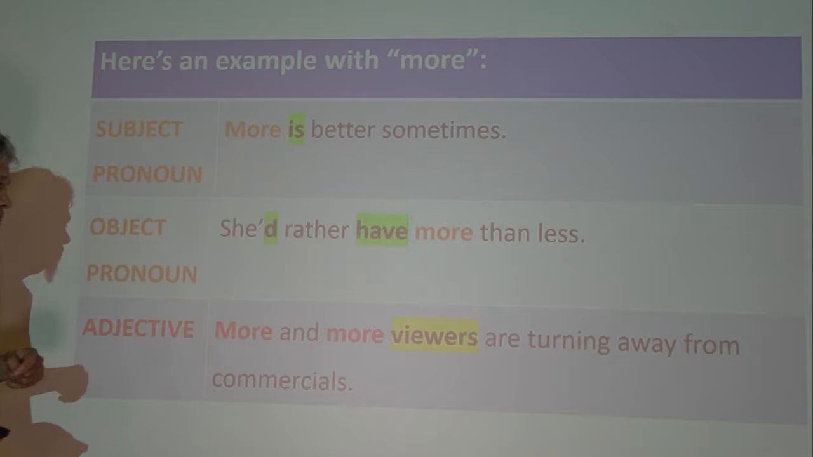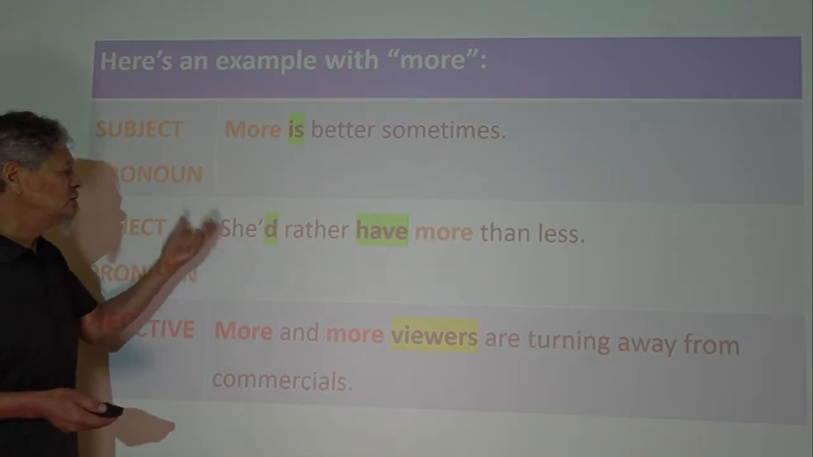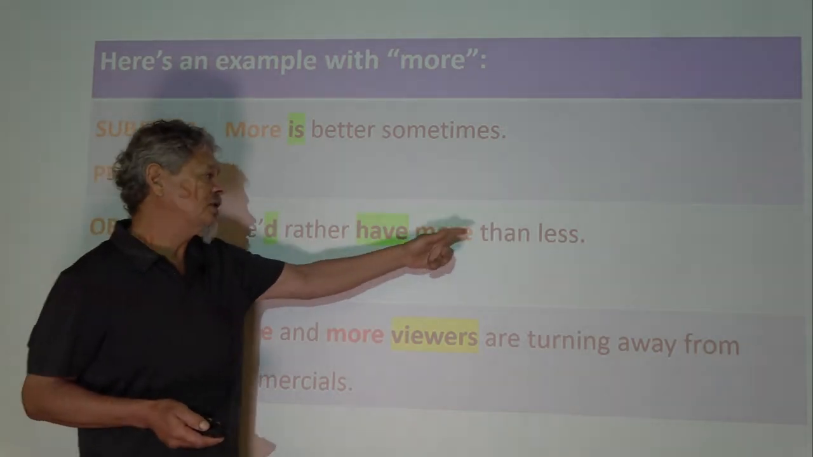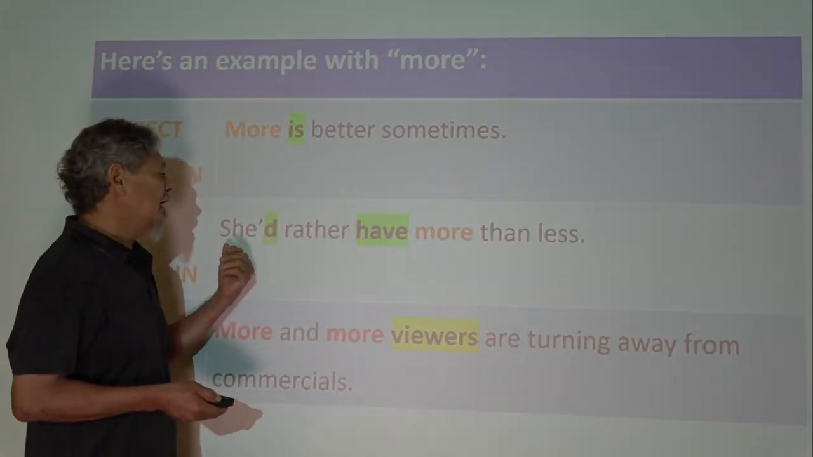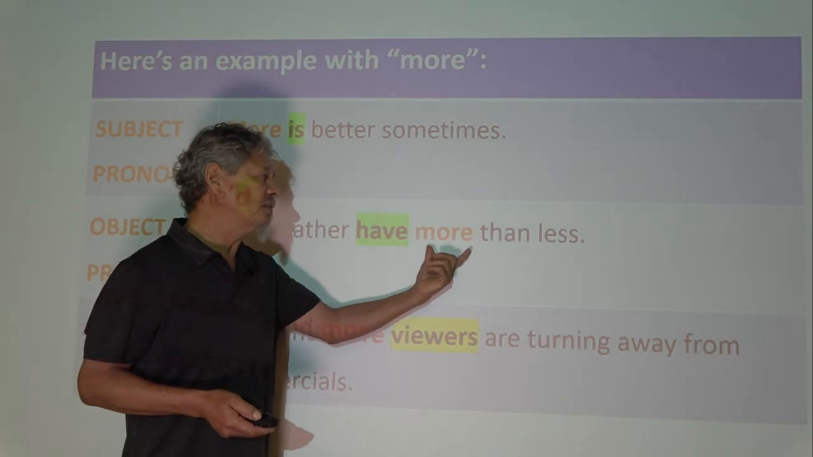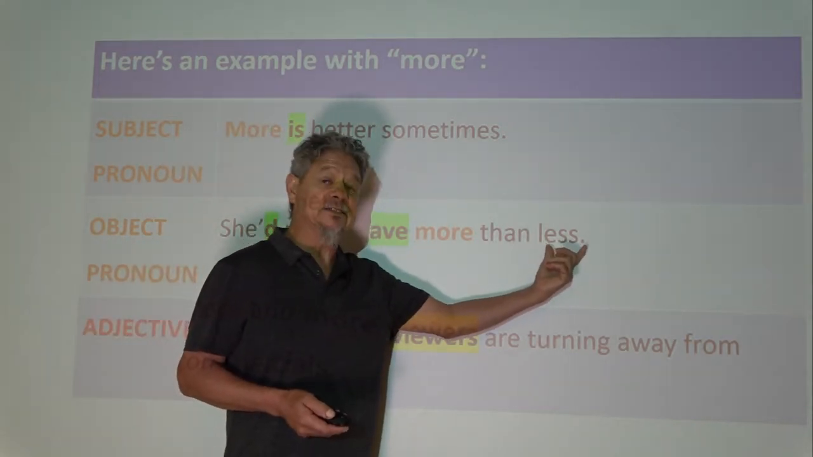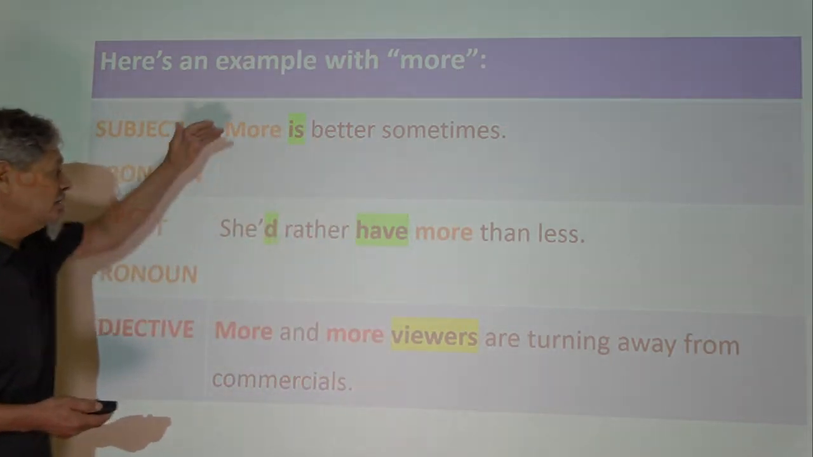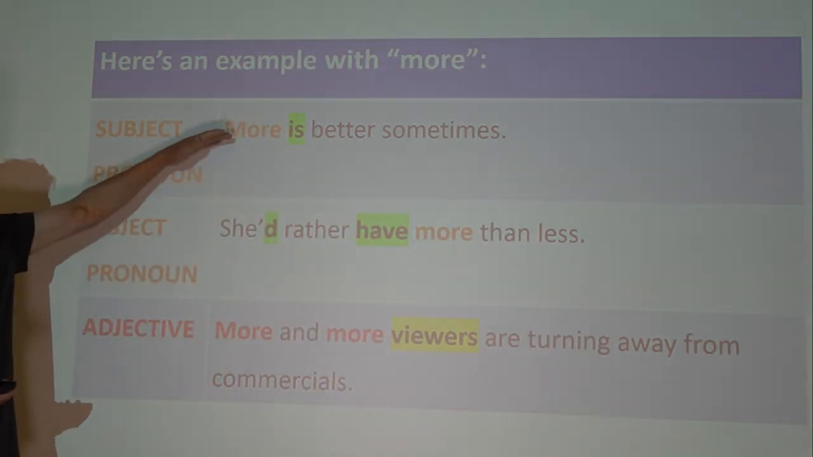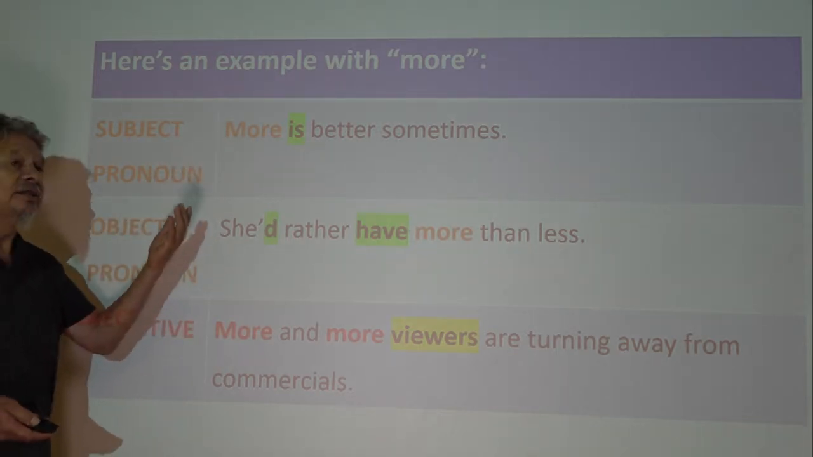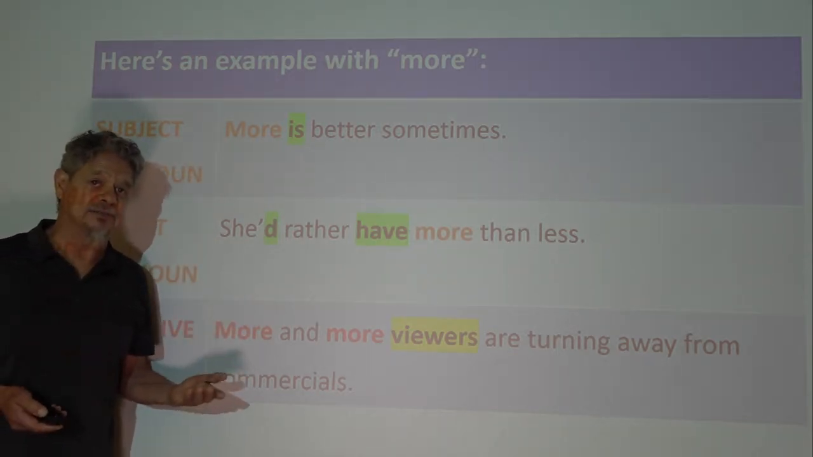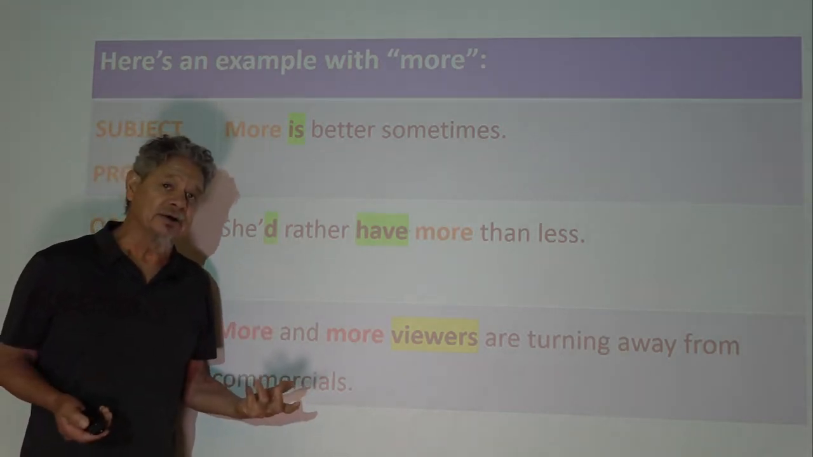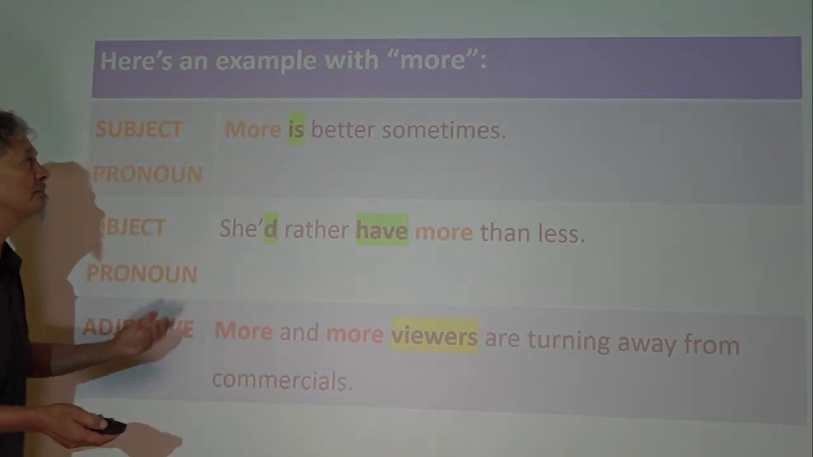"is." And if I say "She'd rather have more than less," then I'm using "more" as an object pronoun, and in fact, "less" is also being used as an object pronoun. Okay, so they are not as common. We don't use them as frequently, but they can be used as pronouns, and you will see them in newspaper articles, in magazine articles, and in compositions. Very good.